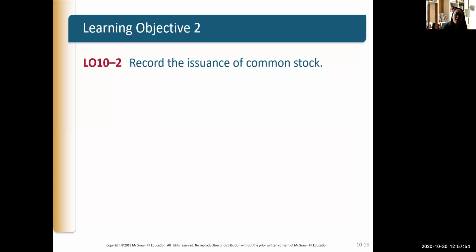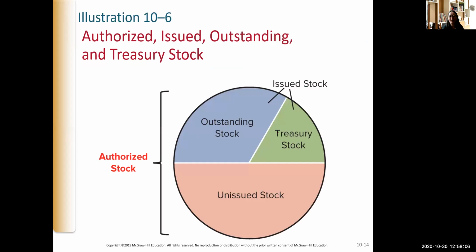Okay, so how do we record the issuance of common stock if you want to publicly offer your shares? First of all, there are several different concepts about the number of shares. First, authorized stock, right? It's the number in the articles of incorporation. Authorized stock is the total number of shares available for sale. It should already be stated in your articles of incorporation.